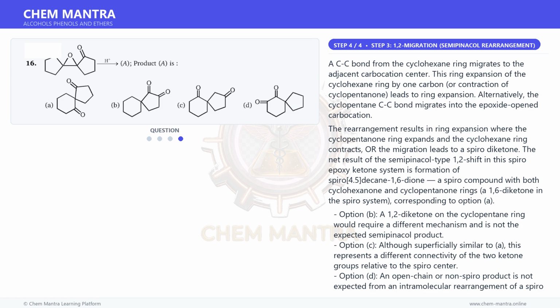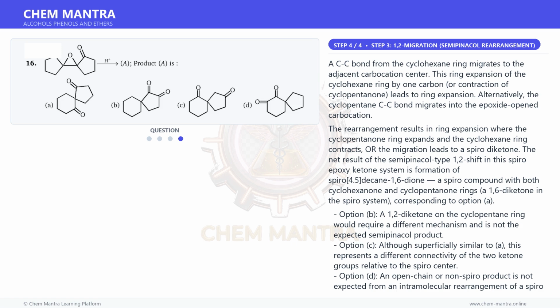spiro[4.5]decane-1,6-dione, a spiro compound with both cyclohexanone and cyclopentanone rings, a 1,6-diketone in the spiro system, corresponding to option A. Option B, a 1,2-diketone on the cyclopentane ring, would require a different mechanism and is not the expected semipinacol product. Option C, although superficially similar to A, represents a different connectivity of the two ketone groups relative to the spiro center.